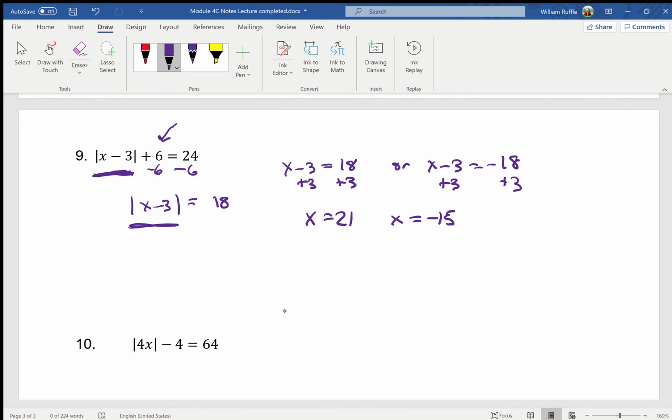But please remember, I have to get the absolute value by itself. If there's anything outside the absolute value on the same side of it, I have to move that to the other side first.